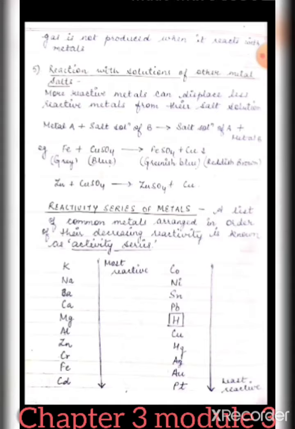So in the second type of reaction also, for example, you can see zinc plus copper sulfate, Zn plus CuSO4 will give ZnSO4 plus Cu. Here also copper is less reactive, so it gets displaced by zinc.